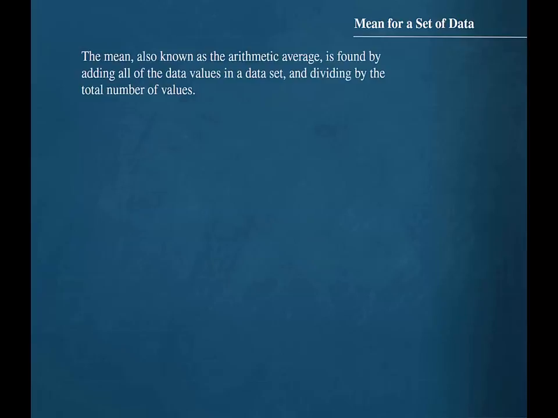The mean, also known as the arithmetic average, is found by adding all of the data values in a dataset and dividing by the total number of values. If the data for which we are to calculate a mean is gathered using all members of a population, then that mean will be called a population mean. Measures calculated using population datasets are called parameters.